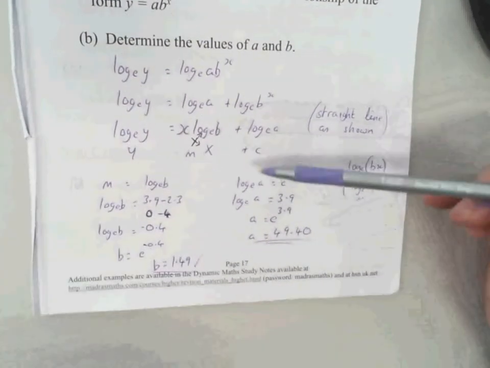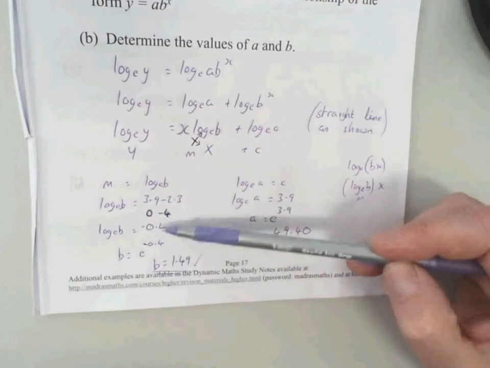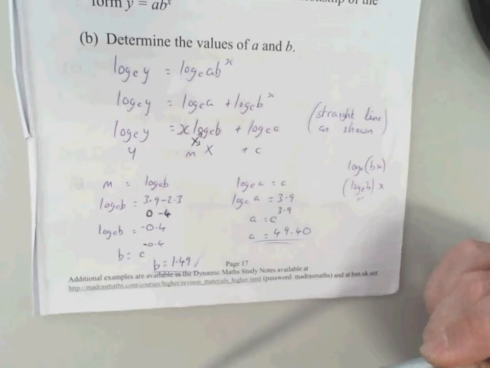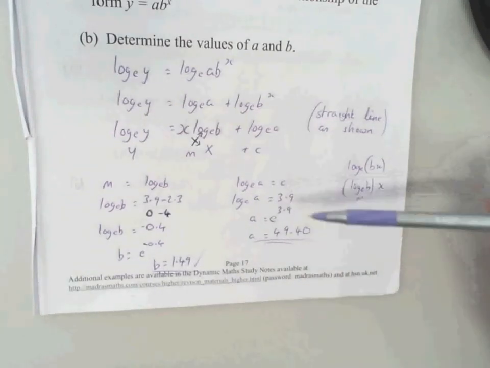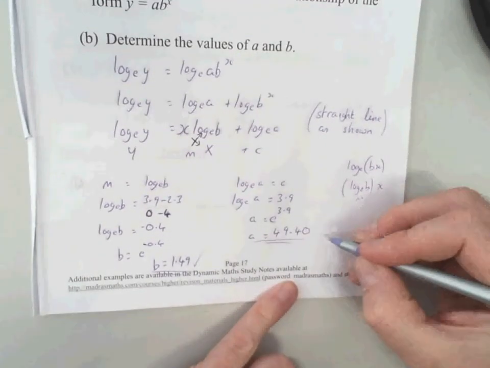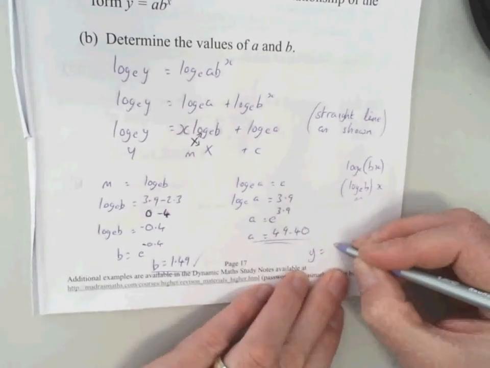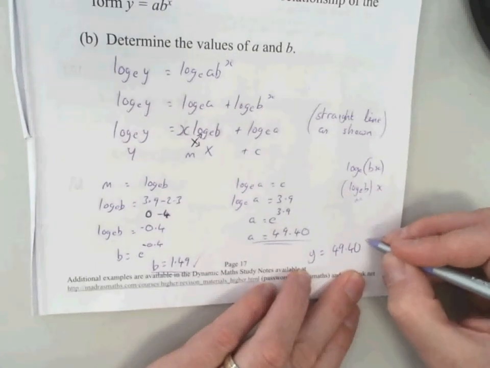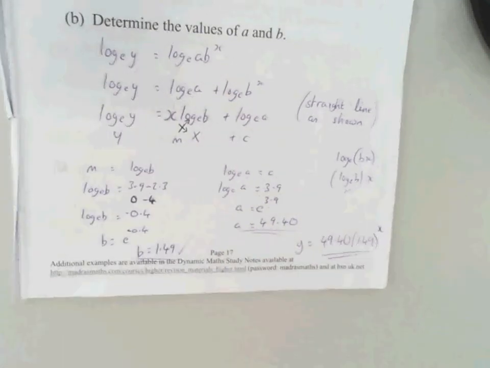Oh, just noticed that I didn't have that on the screen, guys, sorry about that. So going back to this one, log of b is negative 0.4, so b is e to the negative 0.4, which is 1.49, just evaluate that in the calculator. Here, log to the base e of a is 3.9, so a is e to the 3.9, which will be 49.40 to 2 decimal places. And again, if we want to write out the relationship between y and x, it will be 49.40, 1.49 to the x.